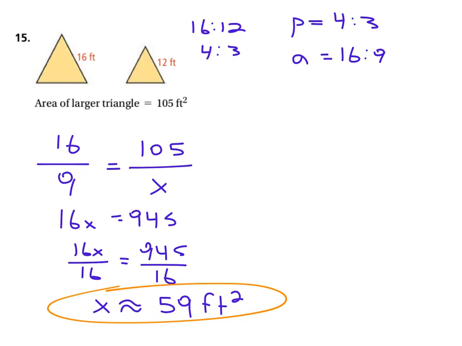Okay, so set up as a ratio, 16 to 12, simplify it to 4 to 3, and then you need to square that to find the area ratio. 4 squared is 16, 3 squared is 9, and then say 16 is to 9 as 105, the area of the first larger triangle, is to what? The area of the smaller one? Solve it out.